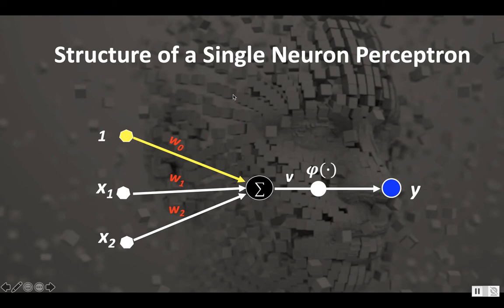So W0 is for another extra input, 1. The 1 is extra input, we call that one the bias. So the goal is to find out whether we can find such W0, W1, and W2, which can separate all these pixels.